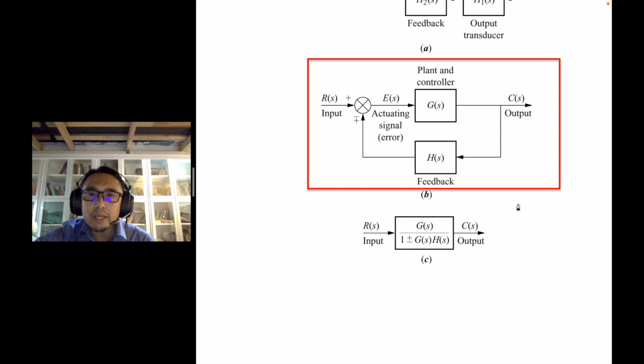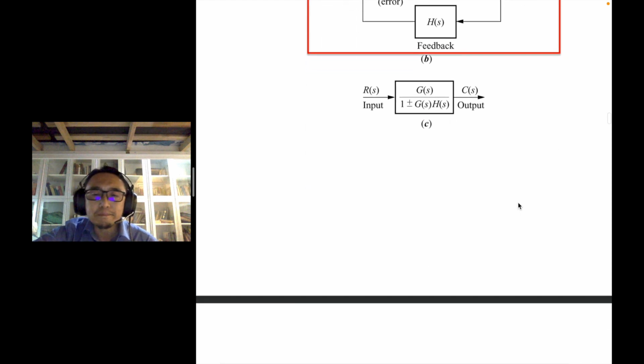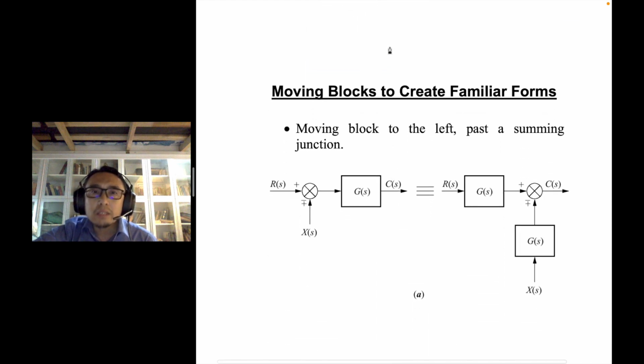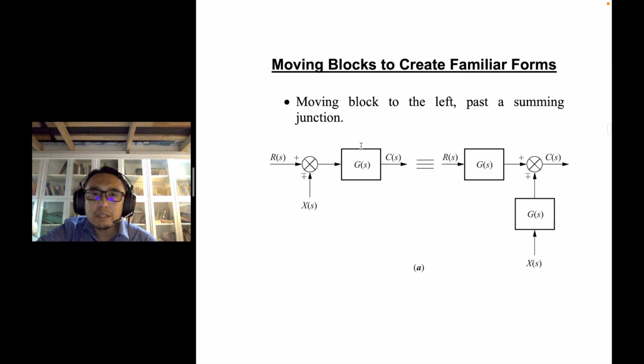So again, let me summarize now. 3 basic forms: the cascade, the parallel, and the feedback form. So these 3 main components will be used to simplify more complicated block diagrams. Okay, so the idea of simplifying block diagrams is we move blocks to create familiar forms. The familiar forms are, as explained before, the 3 types, which are the cascade, parallel, and feedback.